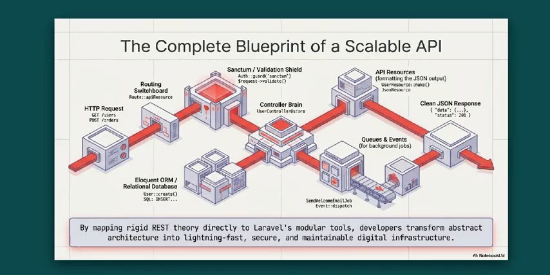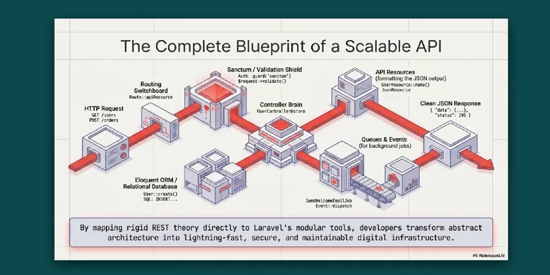And if there's heavy lifting required, like processing a credit card or formatting a PDF, the controller fires an event into the ether, and listeners instantly drop instruction clipboards onto the background queue belt. Worker daemons silently pick them up and process them off the main thread, ensuring the API never blocks incoming traffic.